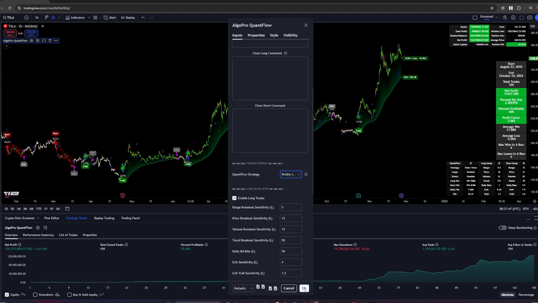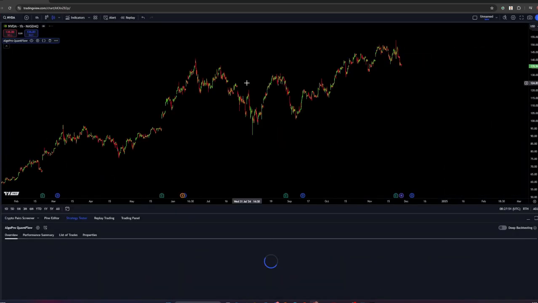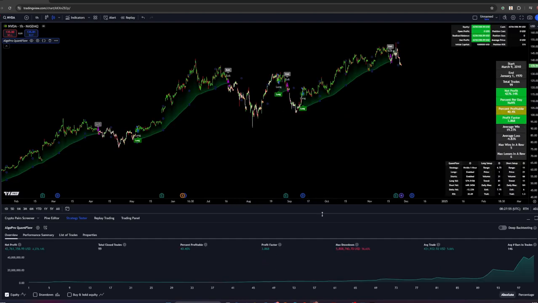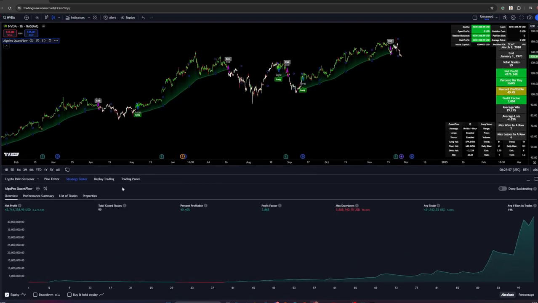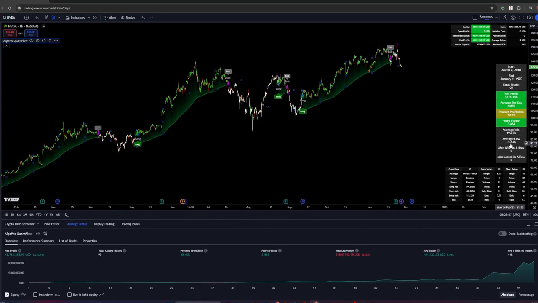Let's try NVIDIA on the 1 hour. So here's our NVIDIA preset. You can see the net profit of 4,000%, 40% win rate, almost a 4 profit factor, a really good profit factor, average win of 19%, and an average loss of 4%.